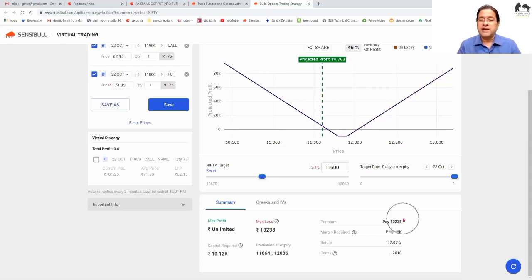But since you've already paid premium, you're unlikely to actually make any money. You would not be recovering your money in this strategy. So this was about the long strangle. As you could see, we have discussed straddle and strangle.